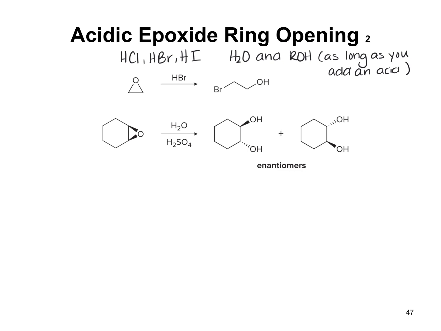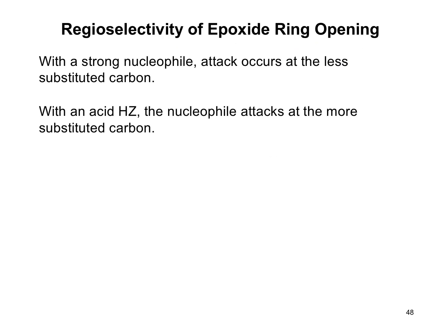Now, the ring opening of an epoxide with either that strong nucleophile or an acid, HZ, is regioselective because one constitutional isomer is the major or exclusive product. And so the site selectivity of these two reactions, though, is exactly the opposite. And so what do we mean by that? Well, let's look at these two examples here.